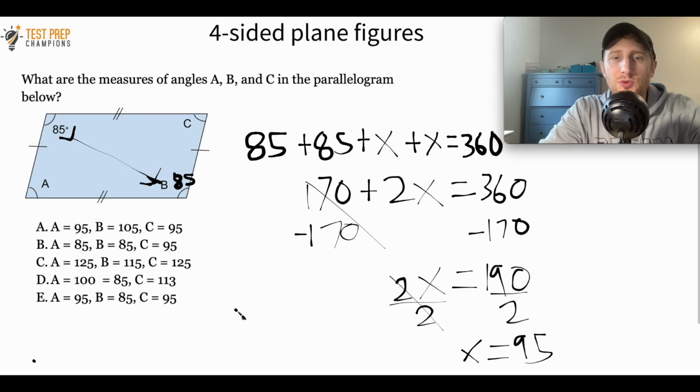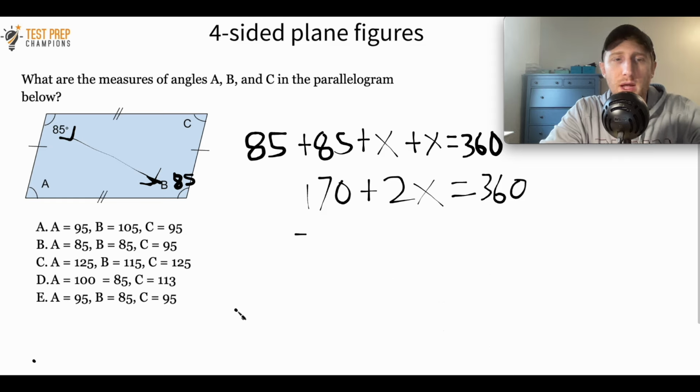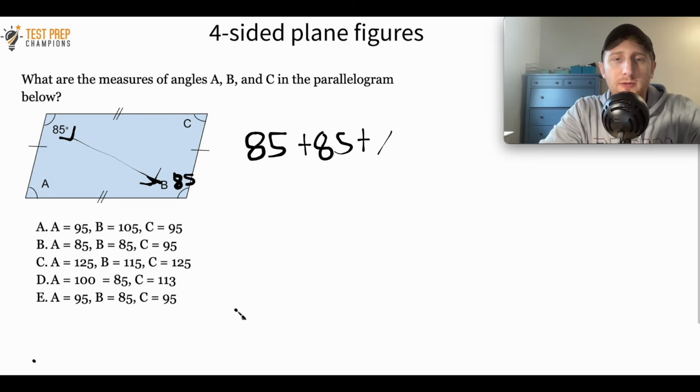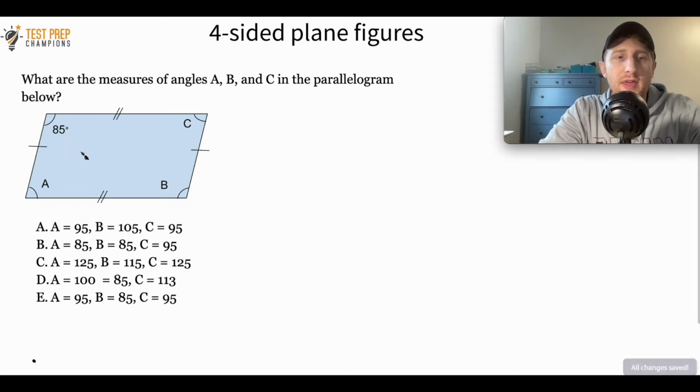Extreme Champions Challenge would be to do all this without a calculator or doing any kind of calculation. So how would you do that? Let me get all this out of the way here. Well, if we really understand the concepts, we can do it, because we know right off the bat that this angle that's 85 is opposite angle B. So we would know that B is 85.